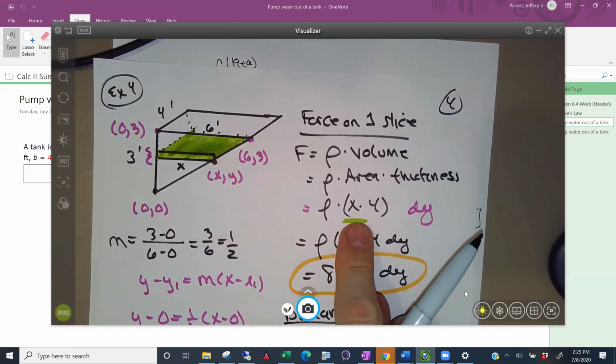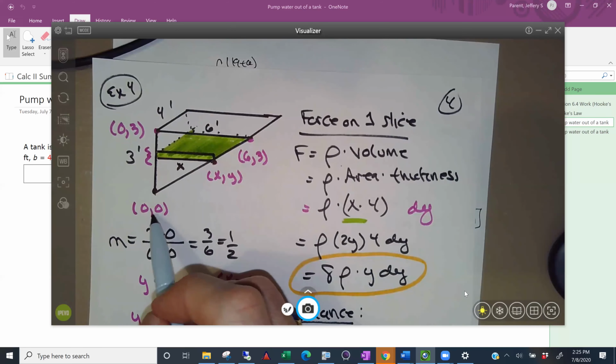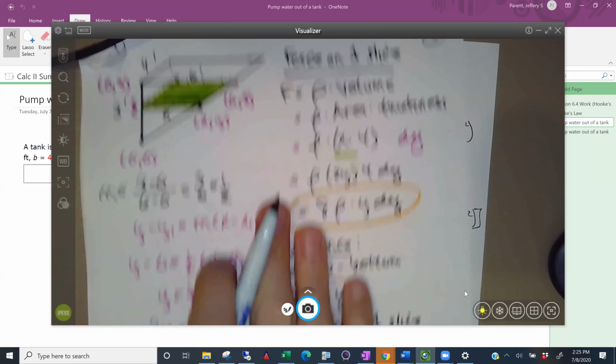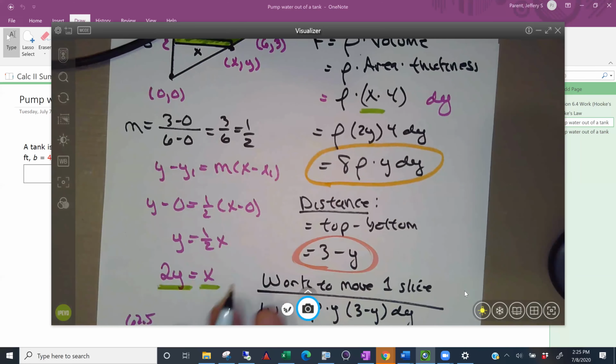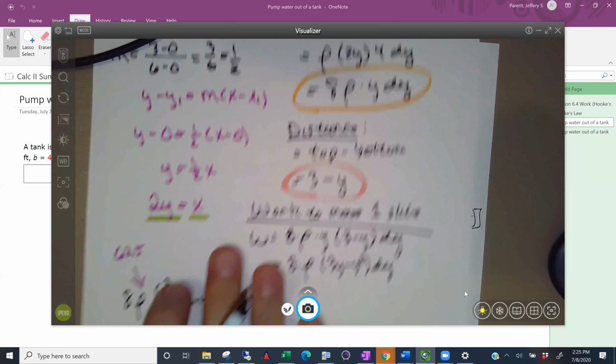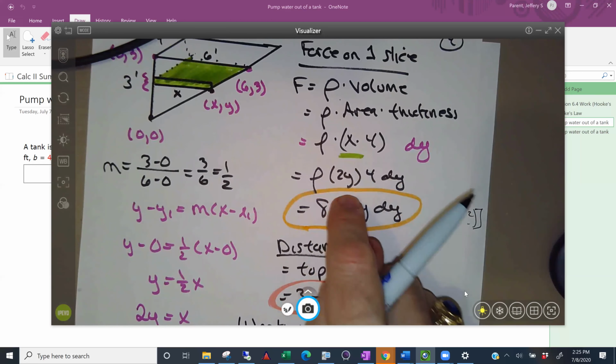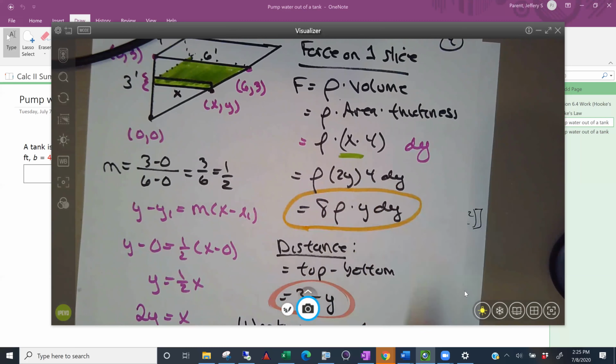Gotcha. And then what we did is we calculated a relationship between these 2 points, gave us the equation of a line, and allowed us to substitute an expression for y in for x, because I needed to have both of these things done in terms of y. They all had to be done in that variable.